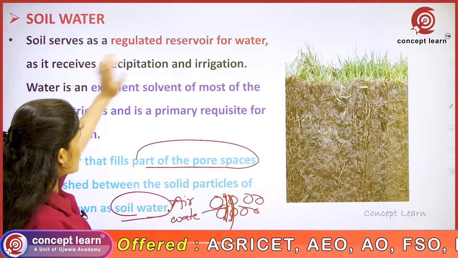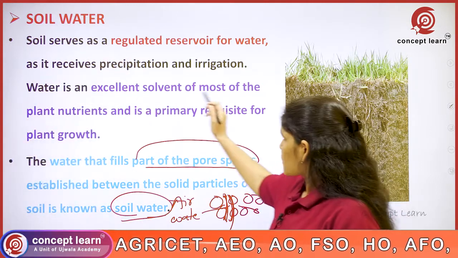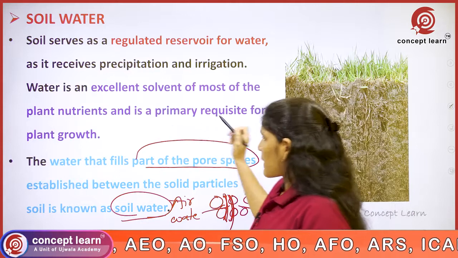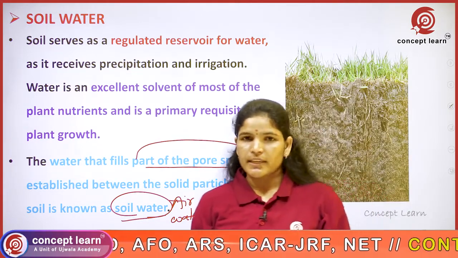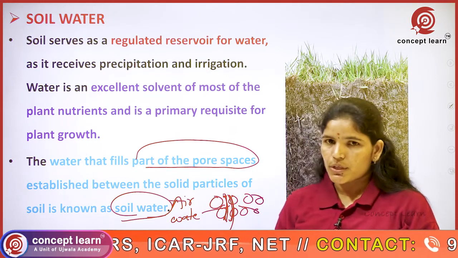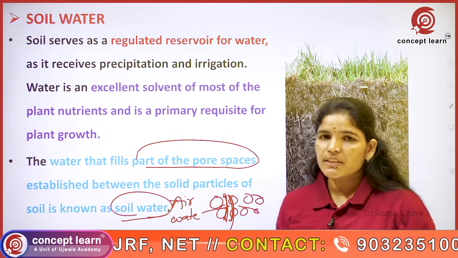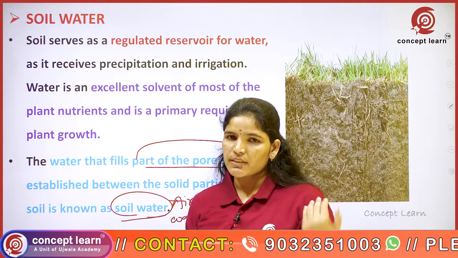Soil serves as a regulatory reservoir for water. Water is an excellent solvent for most plant nutrients and is a primary requisite for plant growth. Any nutrients we add are present in the solvent, which is nothing but soil water, so the plant can take these nutrients for its crop growth.